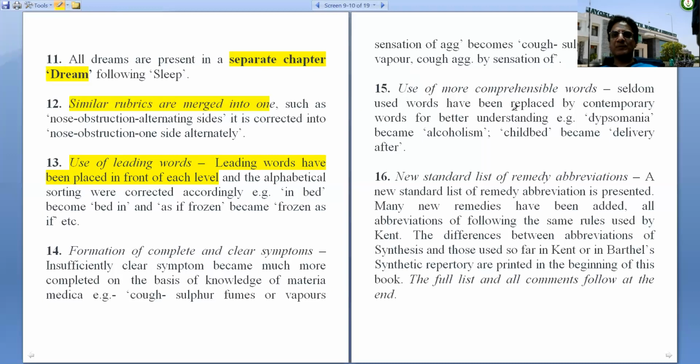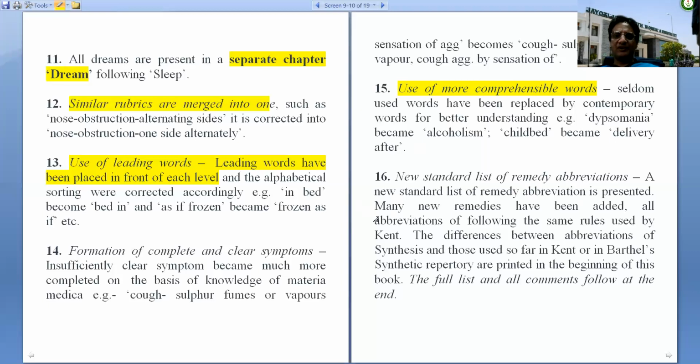Then use of more comprehensible words. Seldom used words were removed, like dipsomania became alcoholism. So this is how comprehensible words were used. Childbed became delivery, after. New standard list of remedy abbreviations. A new standard list of remedy abbreviations is presented.